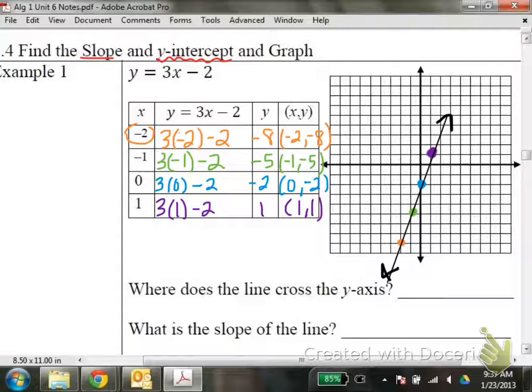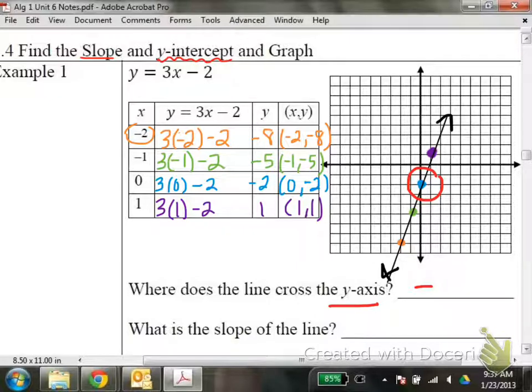Okay, so here's what I want you to notice. Let's answer a couple questions. Where does the line cross the y-axis, ladies and gentlemen? Write the question down. Where does the line cross the y-axis? Here's your y-intercept. What point is that? Negative 2. What is the slope of the line?